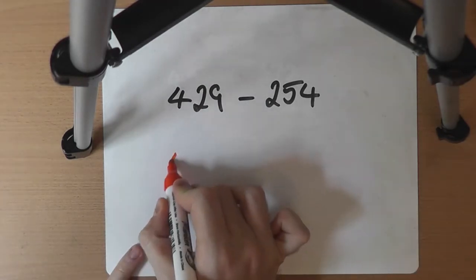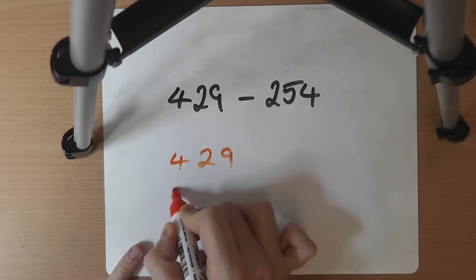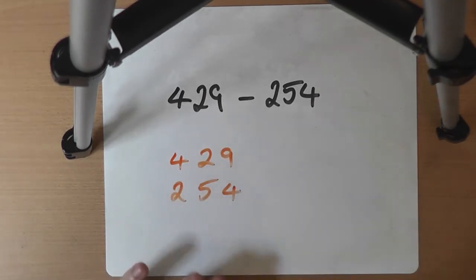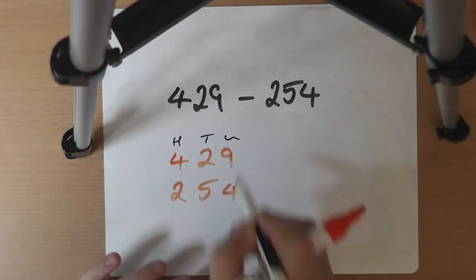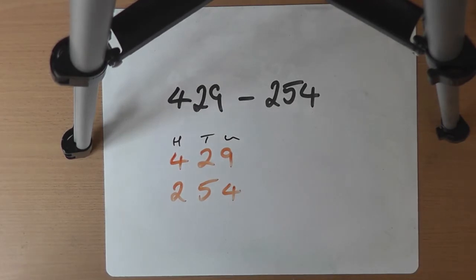So we set things up in the grid. 429 and 254. We could put our hundreds, tens and units column headers at the top if we wanted to, just to make sure everything lined up properly. We don't have to, that's personal preference. But we do have to make sure that the numbers themselves line up, 429 and 254 in the correct columns. I'm going to put my answer line there, and I'm going to put the subtract symbol in there to remind me what it is that I'm doing.